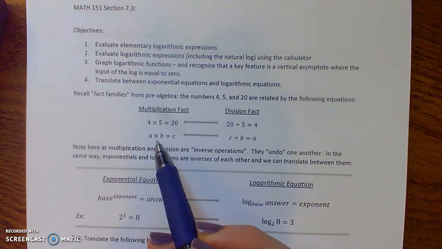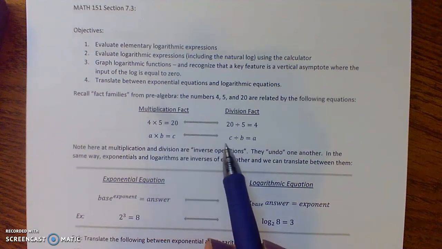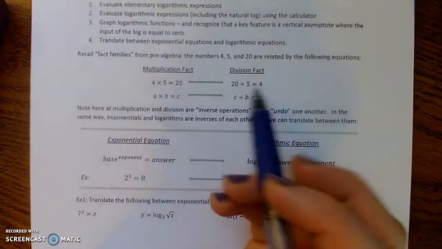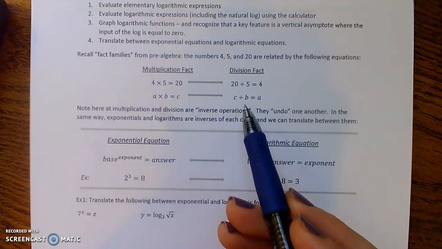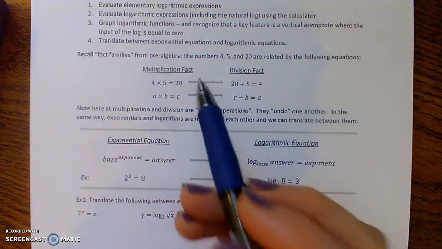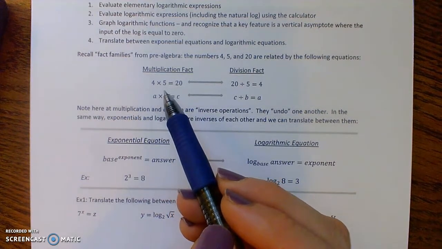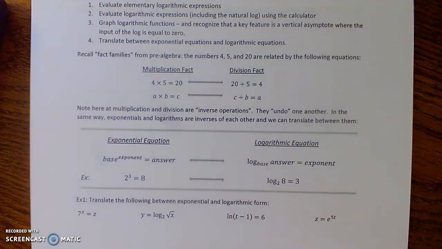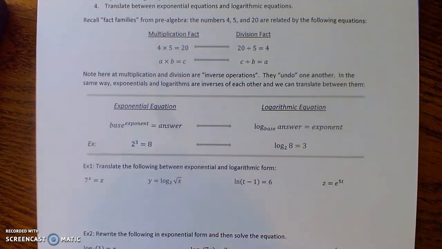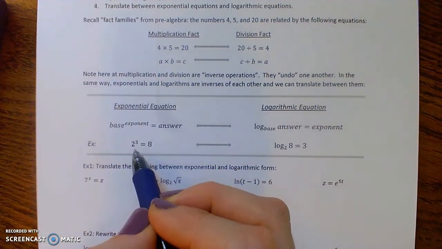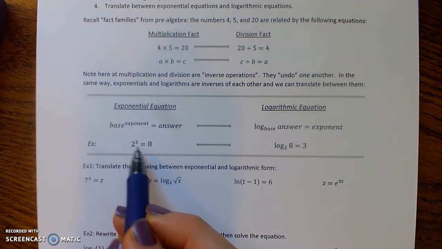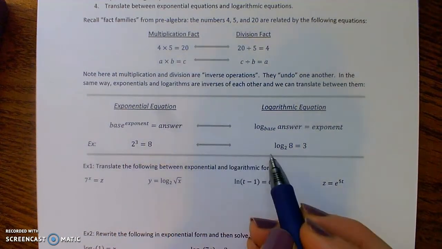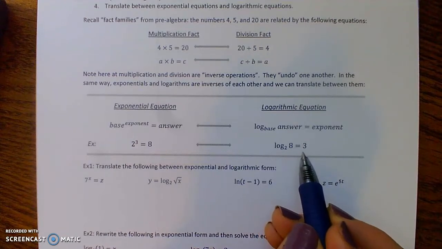And in general, if you say A times B equals C, the corresponding division fact is C divided by B is equal to A. So in this way, multiplication and division are inverse operations of each other. They undo each other. If you did 4 times 5 and then divided by 5, you get 4 back. In the same way, exponentials and logs are inverses of each other. If you have the exponential equation 2 to the power 3 equals 8, that can be expressed equivalently by saying log base 2 of 8 equals 3.